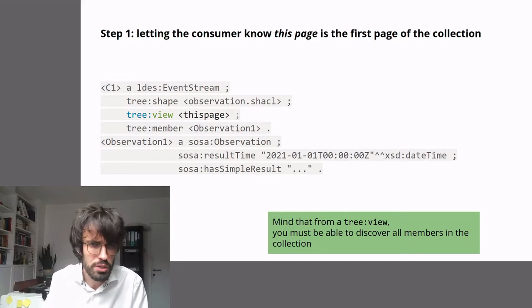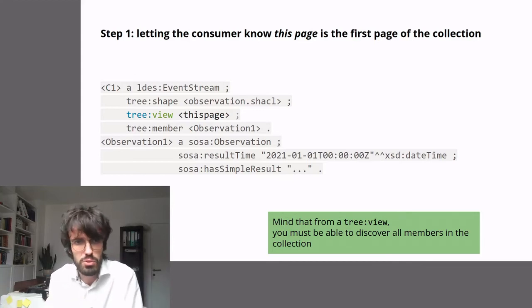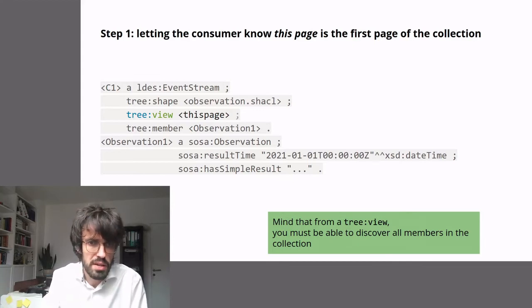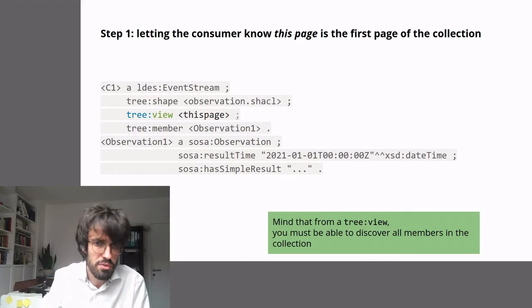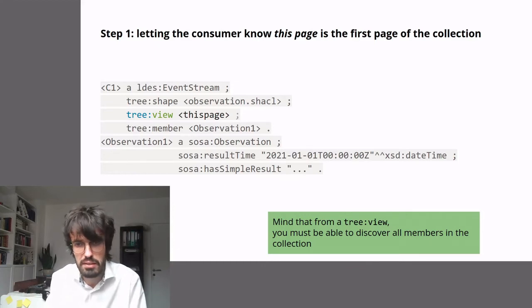So how do we do that in the spec? Well, step one is letting the consumer know that this page is the first page of the collection, and this is what you do using a tree view. With a tree view, you attach it to this page, and then you say this page is actually a view of that event stream, and I have a couple of objects that you can start from.